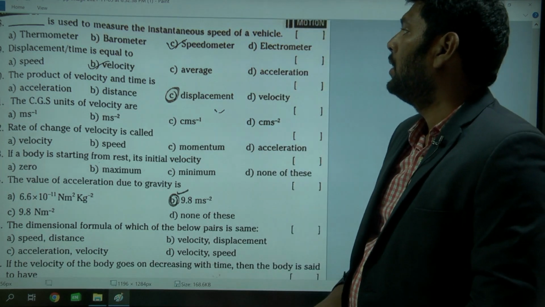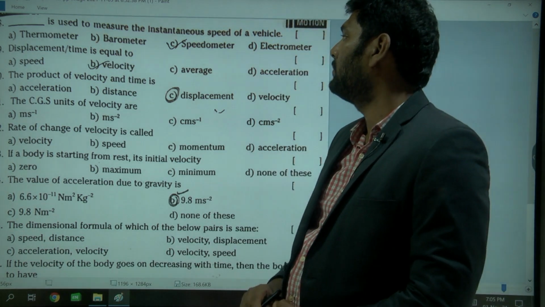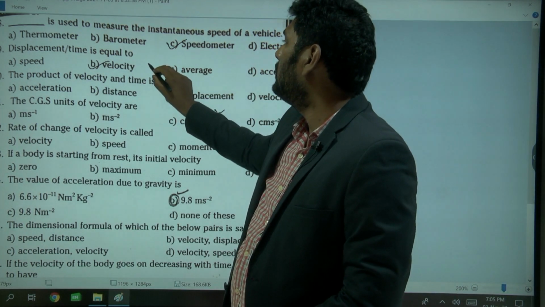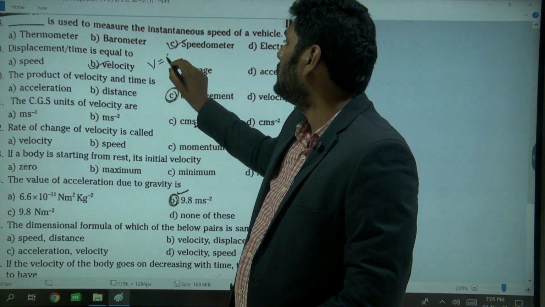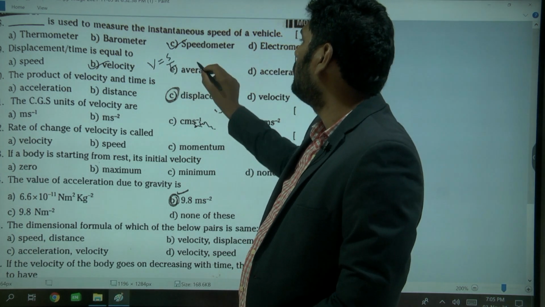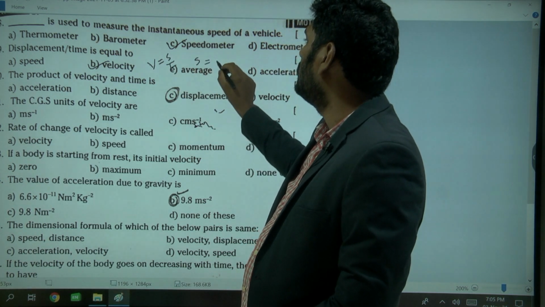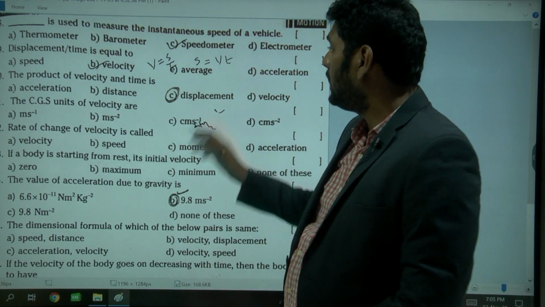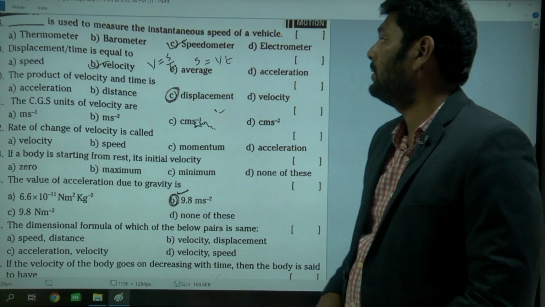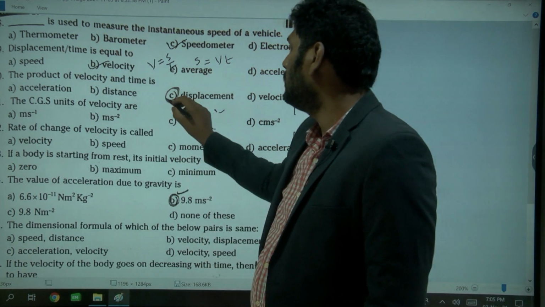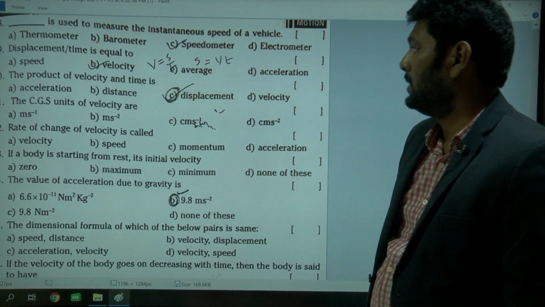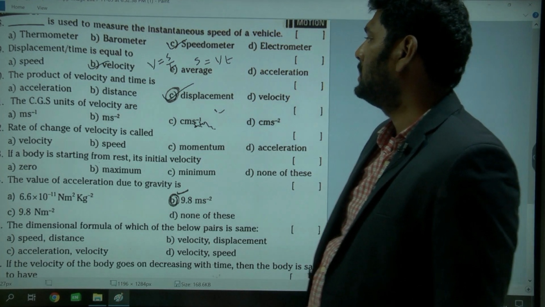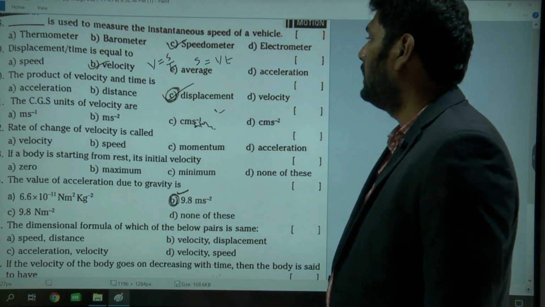Next, product of velocity and time. You know that velocity is equal to displacement by time. From here, displacement is equal to velocity into time. So the product of velocity into time is nothing but displacement.